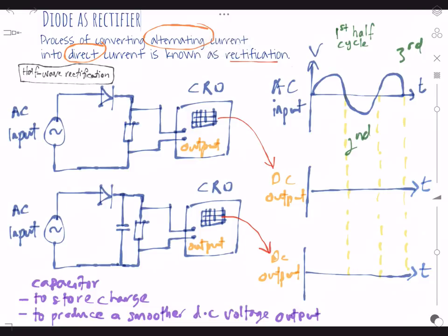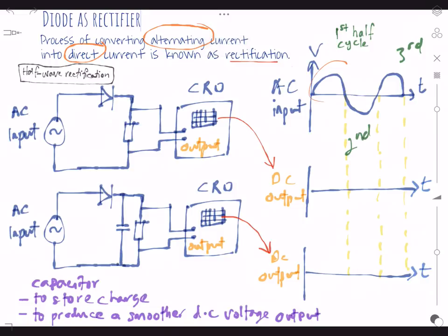The next thing we need to know is this. This is the AC input, and we put the AC input here. For the AC input, we have a positive part and a negative part. This is known as the first half cycle, and this is known as the second half cycle. The first and second half cycles make one oscillation, and the next one is the third half cycle, and so on.